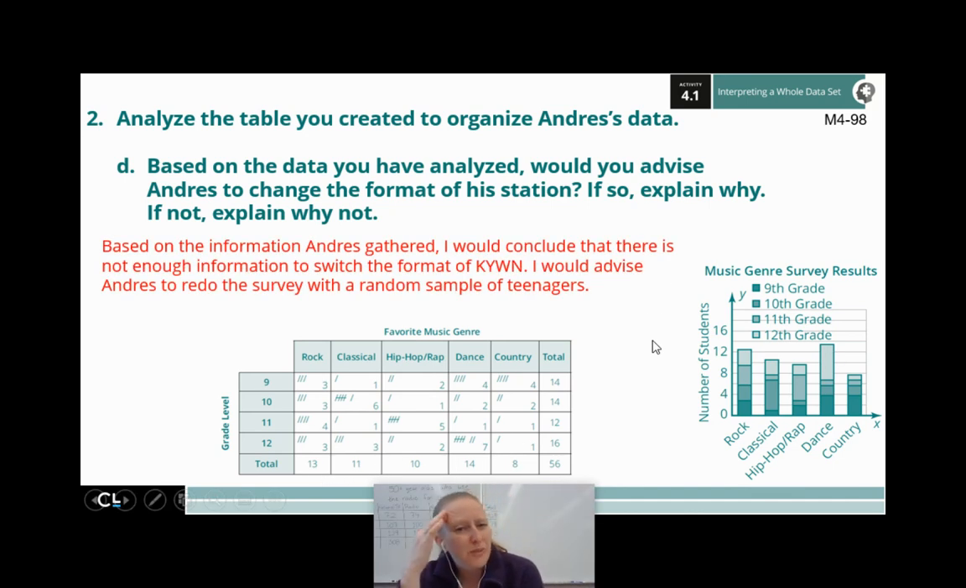Based on the information Andre gathered, I don't know that there's enough information to fully switch the whole format of the station. I would advise Andre to maybe redo the survey with a random sample of teenagers. So maybe not just that school, because we're talking about a radio station that covers several cities in a large area. You might want to do surveys in some of these other towns, some of these other high schools, and maybe not in a high school. Go to places where teenagers hang out and do random samples there. Try to get some better data, because these numbers are pretty tight, and I don't know that I'd be willing to change the whole format of my radio station for numbers as small as these.